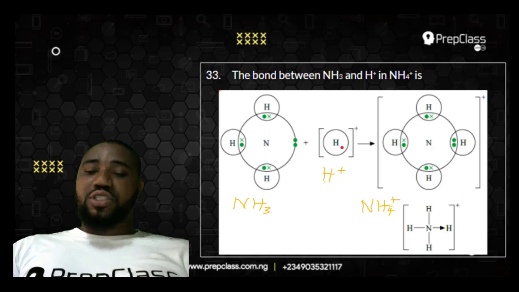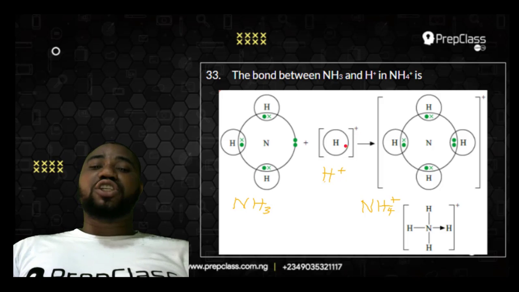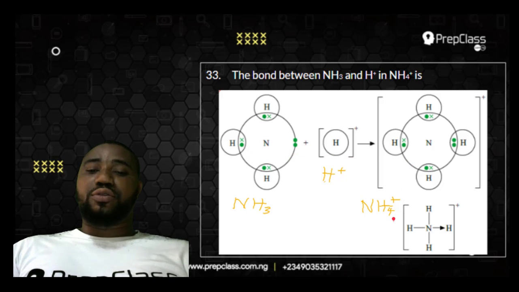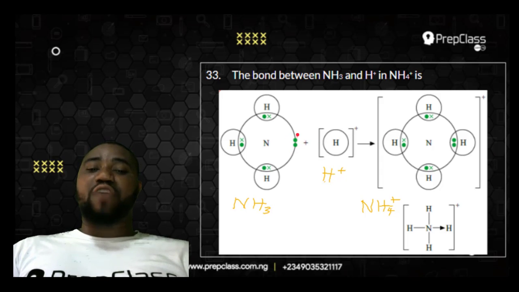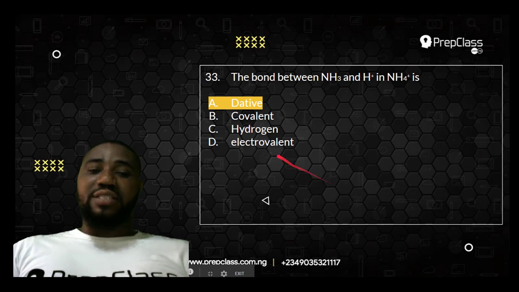So hydrogen has lost its only electron, from its atomic shell, to form hydrogen ion. So that hydrogen ion will combine dative covalently with ammonia to give ammonium ion. We call this one the lone pair. It's the only one that has the electron to be shared. This one has no electron. Are you following? We call that kind of covalent bonding dative covalent bond. So the answer is dative covalent bond.